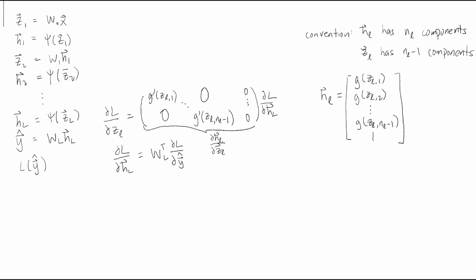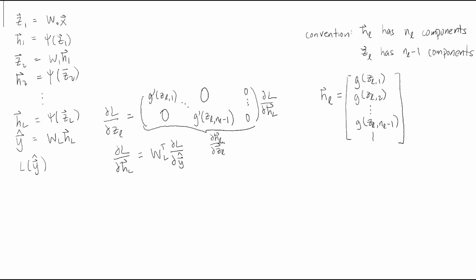you're going to get the number of columns equal to the number of outputs. So that's going to be the number of components in HL. And then for every row, we're going to be taking a different partial derivative with respect to a component of ZL. So for example, for the first row, everything is going to be zero except for the first component.